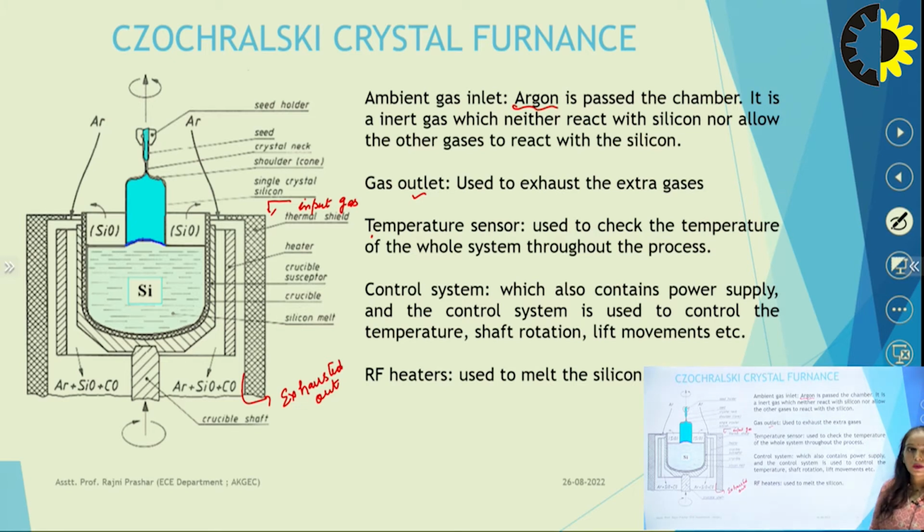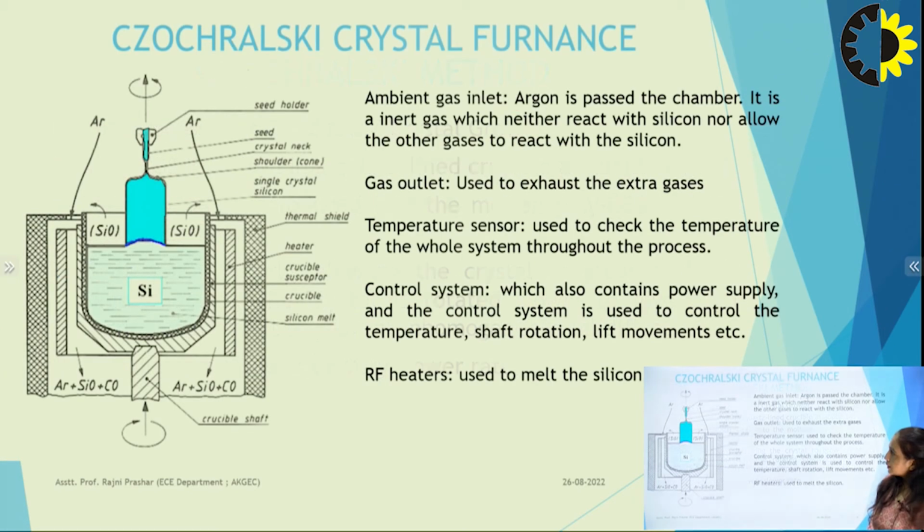Next, in this system it will definitely have some temperature sensor which is used to check the temperature throughout the process. Then we have the control system which also contains the power supply for the continuous power supply throughout the process, and this control system is used to control the temperature and shaft movement and lift movement also. Then we have the RF heater which is used to melt the silicon, because this silicon is in melted state. So this silicon is melted with the help of RF heaters.